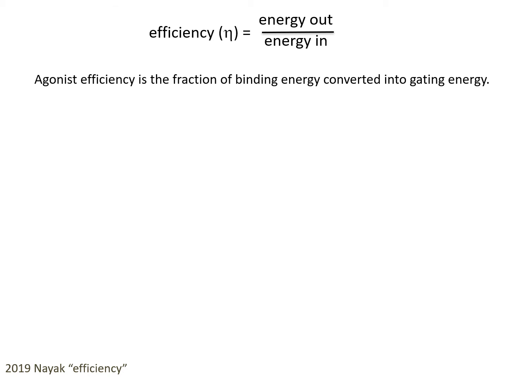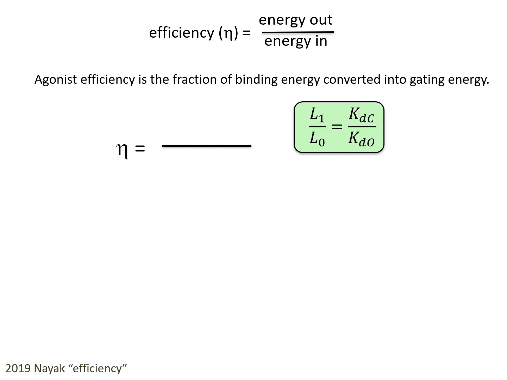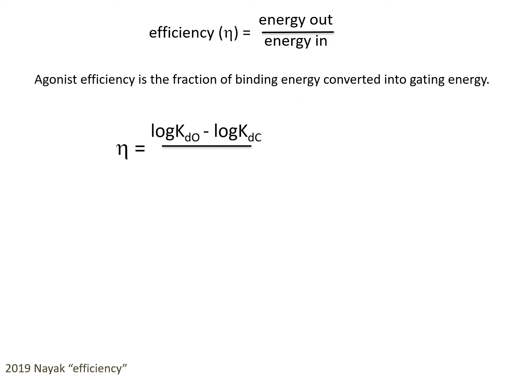So what are these two energies? What is the efficiency of an agonist? Let's start with the numerator, the energy out. We know from the thermodynamic cycle that the ratio of gating equilibrium constants is equal to the ratio of binding equilibrium constants, where KDC is the low affinity dissociation constant and KDO is the high affinity equilibrium dissociation constant. Energy is minus the log of an equilibrium constant, so minus the log of this ratio, known as the coupling constant, is equal to this numerator.